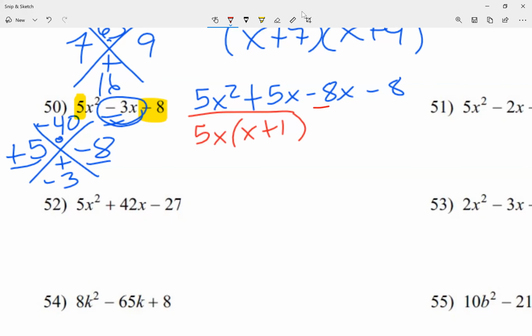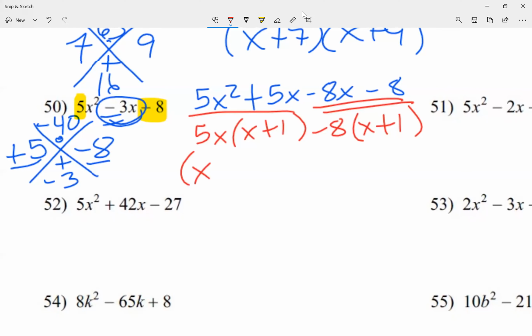Then I take a look at the last 2. I see that I can divide each by a negative 8. Again, I'm doing the distributive property backwards. When I divide each of my terms by a negative 8, that gives me x plus 1. I want my parentheses to match. Now they do. So one of my factors for question number 50 will be x plus 1.